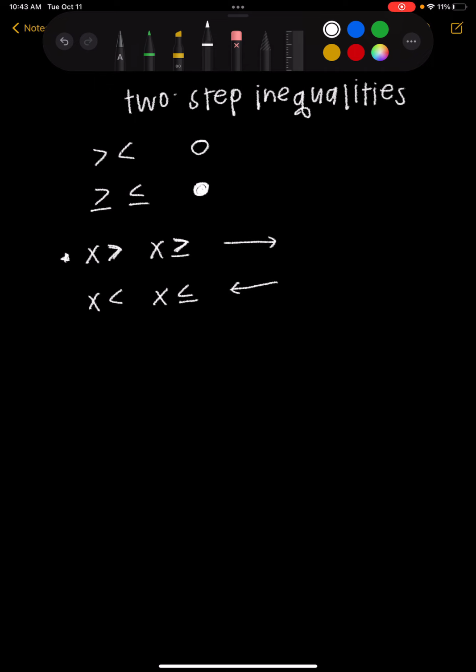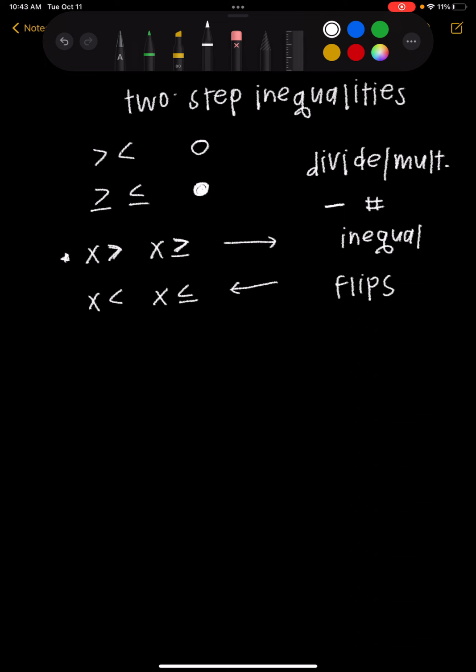And then I think I already said this, but like we talked about in the last video, if you ever divide or multiply by a negative number, the inequality flips. And that goes for all inequalities if you divide or multiply by a negative number. So let's just start going through some examples.